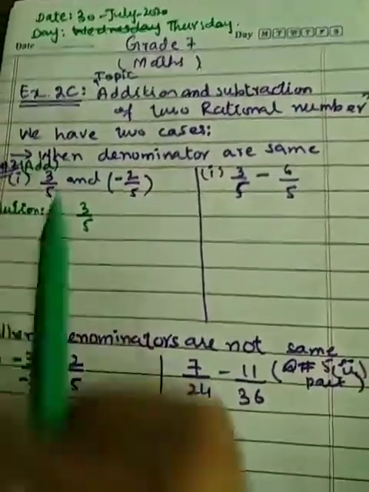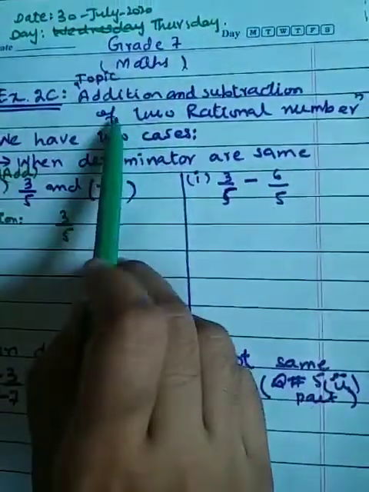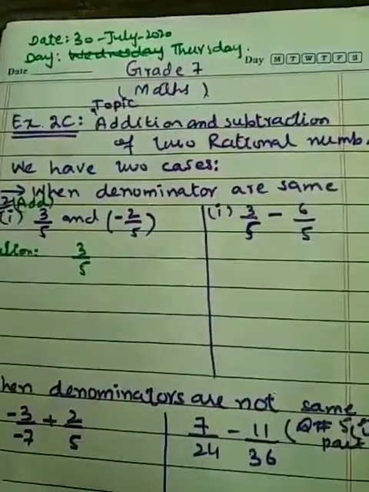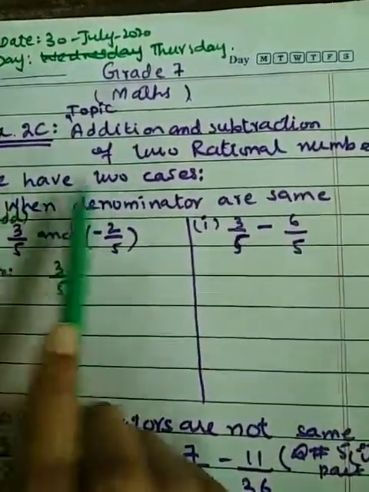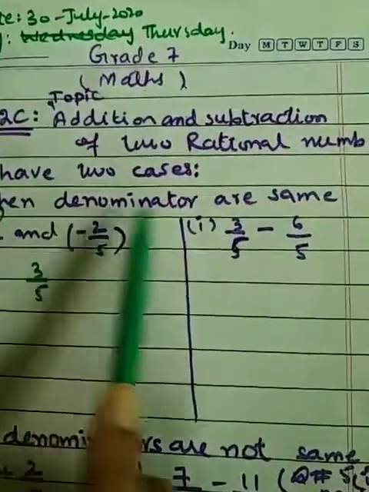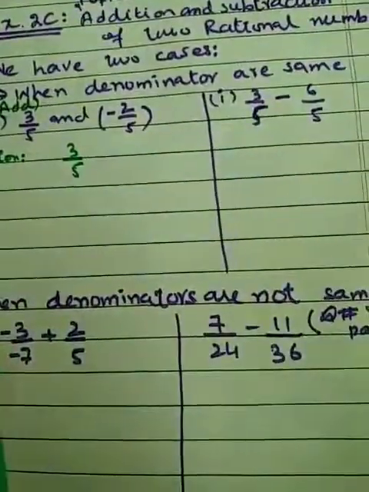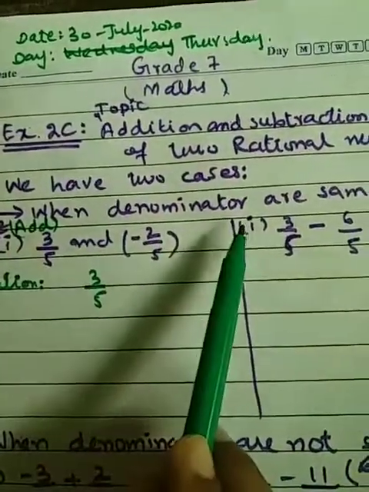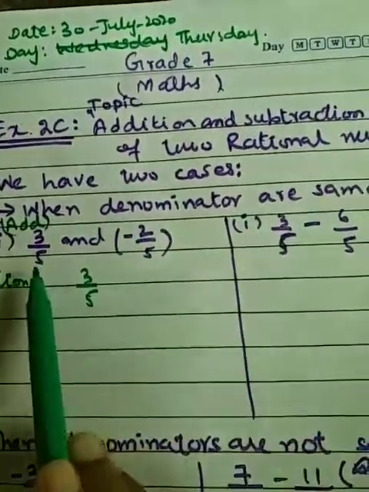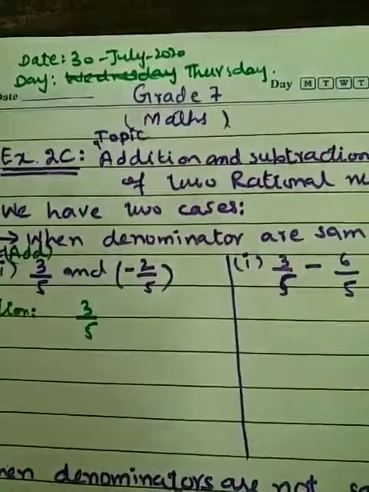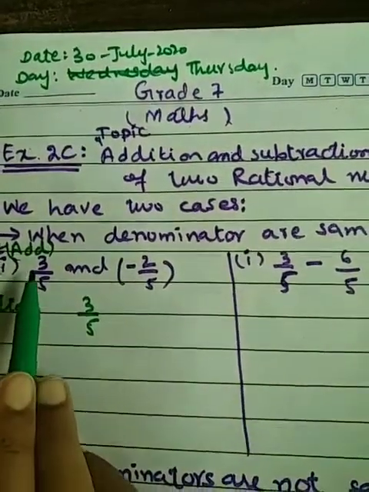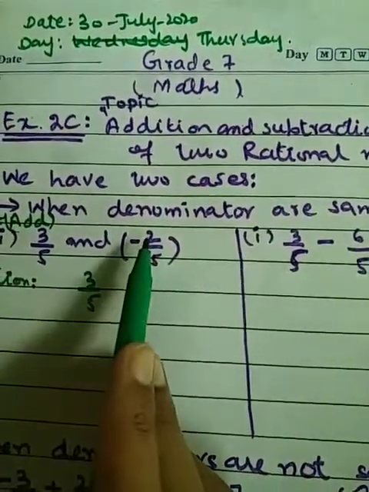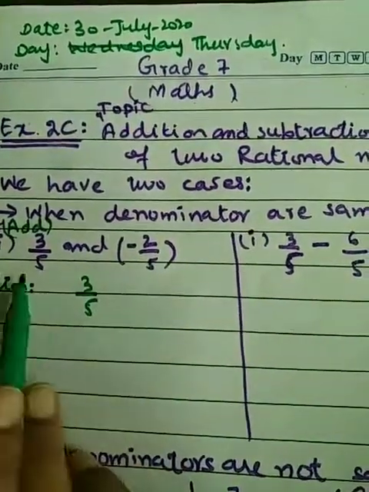Assalamu alaikum dear students. Today's topic is addition and subtraction of two rational numbers. There are two cases: when denominators are the same, and when denominators are not the same. So first we discuss the first case, when we have the same denominators between two rational numbers. You have rational numbers 3 by 5 and minus 2 by 5, and the denominators are the same.